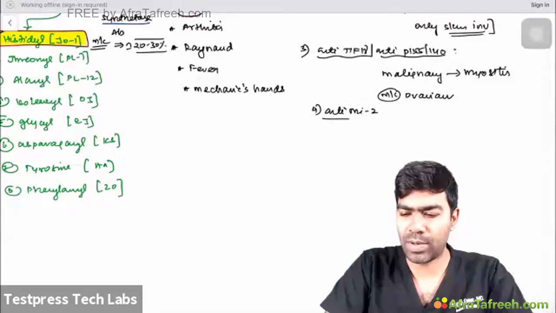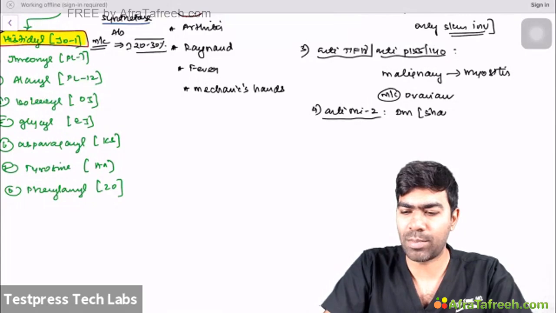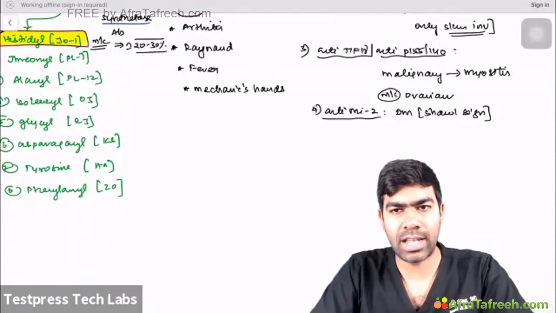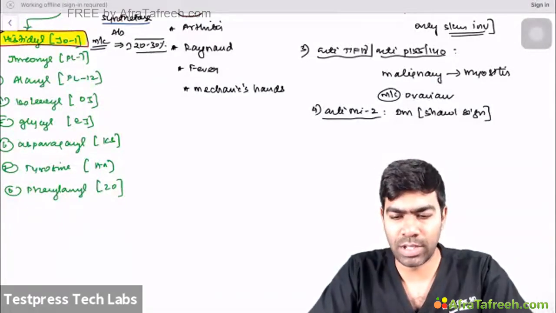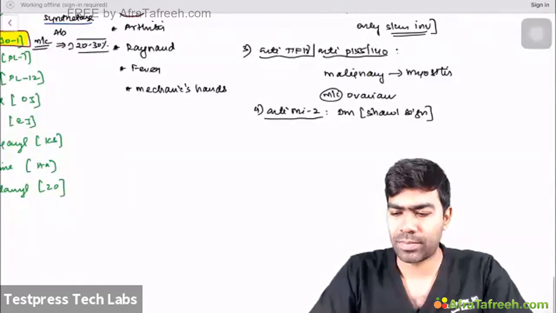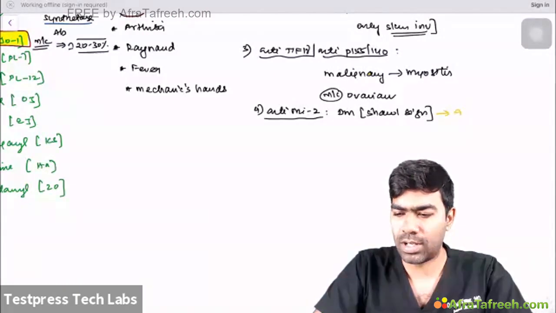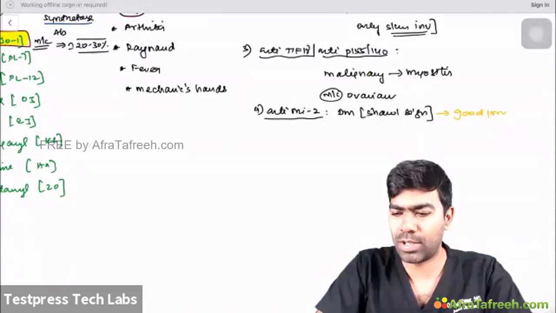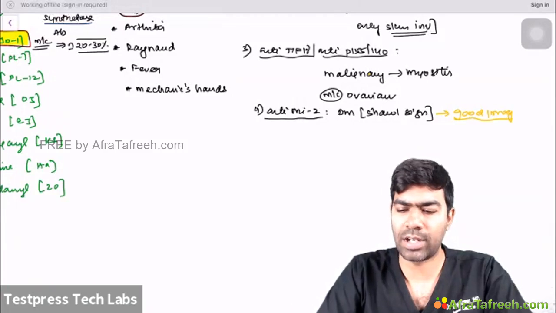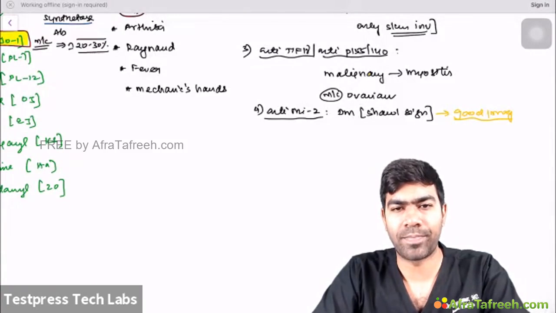And there is another antibody called anti-MI2 antibody. Anti-MI2 is associated with dermatomyositis, especially one important sign in dermatomyositis called the shawl sign. I think I've told about this in the previous lecture itself. This antibody is associated with a good prognosis, a reasonably decent prognosis, with this particular type of antibody.